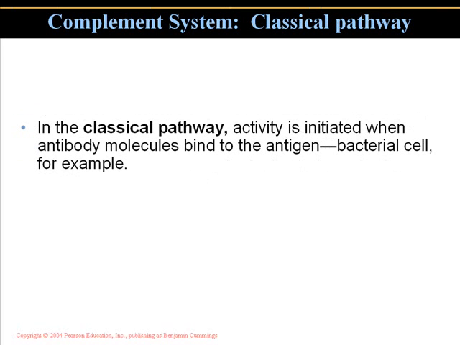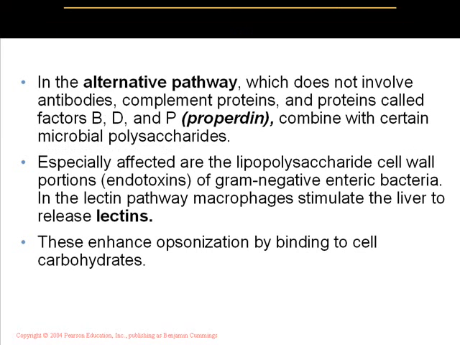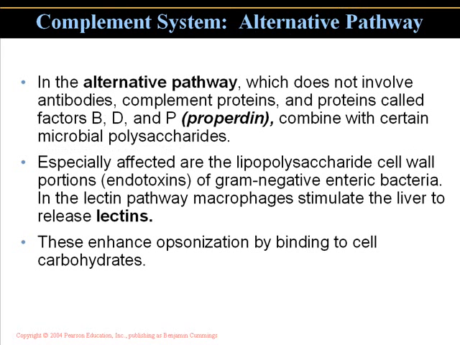In the classical pathway, activity is initiated when the antibody molecule binds to the antigen or the bacterial cell, and they use that bacterial cell as an example. The alternative pathway does not involve antibodies. The complement proteins, called factors B, D, and P, P standing for properdin, combine with certain microbial polysaccharides. Now remember, the polysaccharide coating is what we see coating the bacteria, especially the lipopolysaccharide cell wall portions, the endotoxins such as those of gram-negative enteric bacteria.